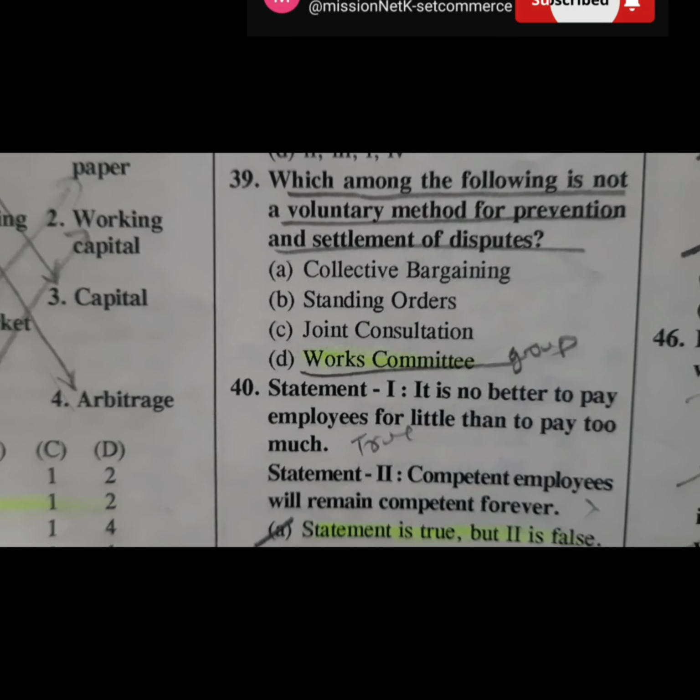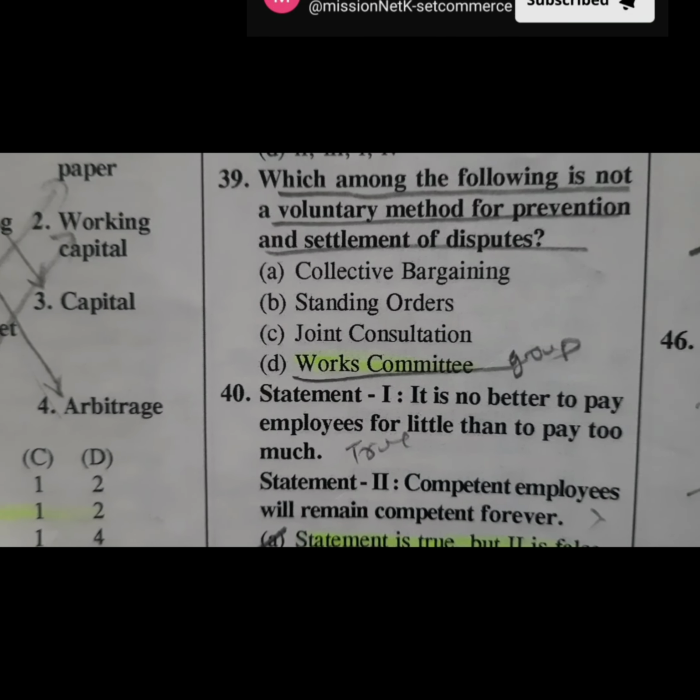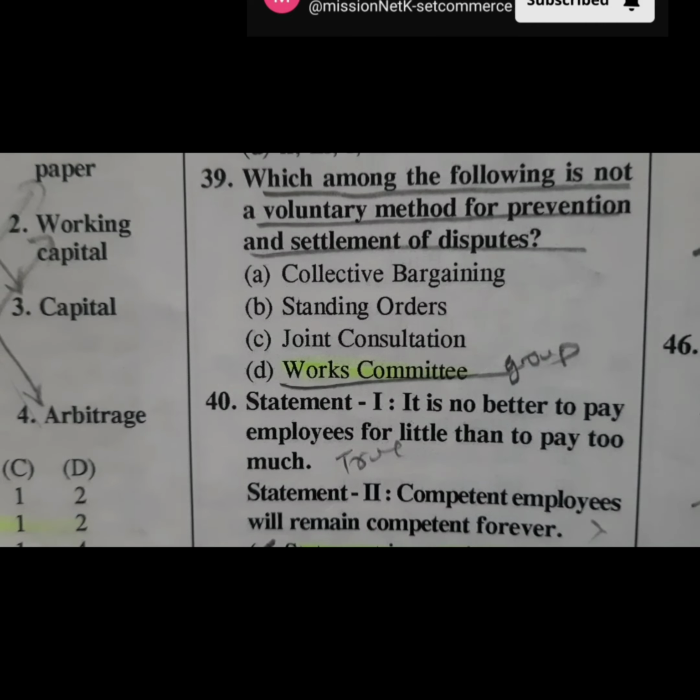Then the next question is, which among the following is not a voluntary method of prevention and settlement of dispute? The right answer is option D, works committee.